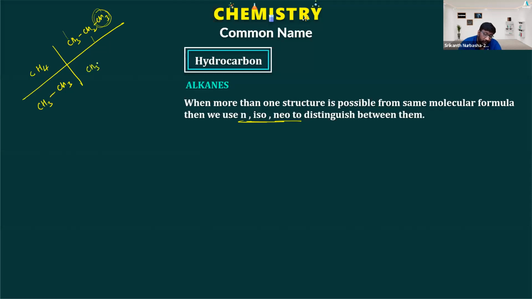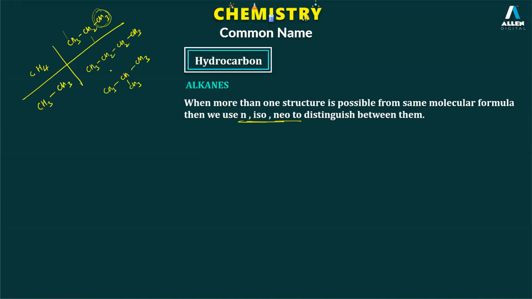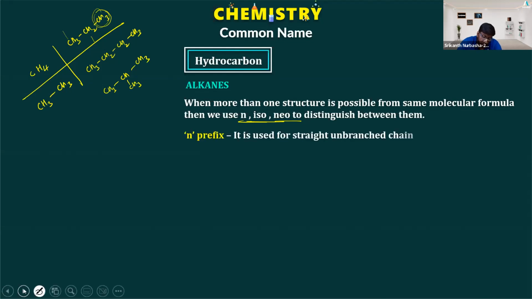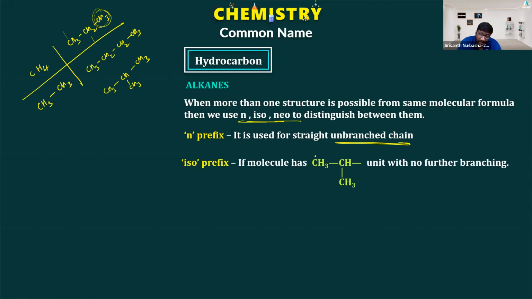Like butane, you write CH3, CH2, CH2, CH3. Can I write the same butane in this fashion? CH3, CH, CH3, CH3. Yes, sir. So for butane, I can write. The difference is there from butane onwards. The n prefix is used if it is a straight unbranched chain. Iso is used when the molecule has CH3, CH, CH3 units. If this unit is there, you use iso.